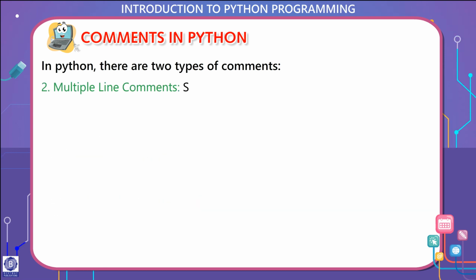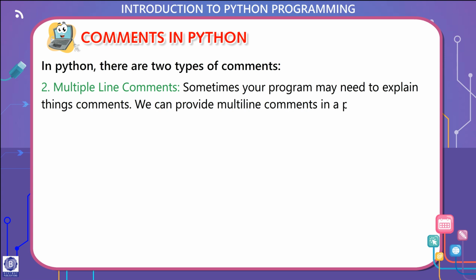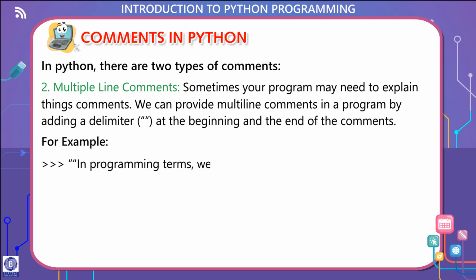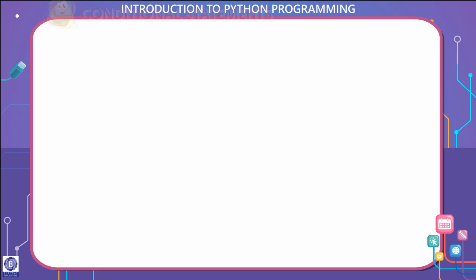Multiple line comments. Sometimes your program may need to explain things. We can provide multi-line comments in a program by adding a delimiter at the beginning and the end of the comments. For example, in programming terms, we usually call text a string. When you think of a string as a collection of letters, the term makes sense.